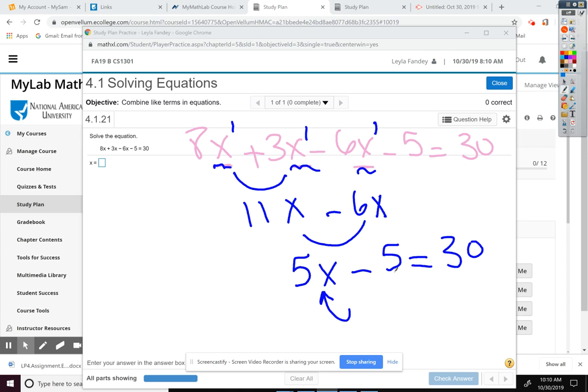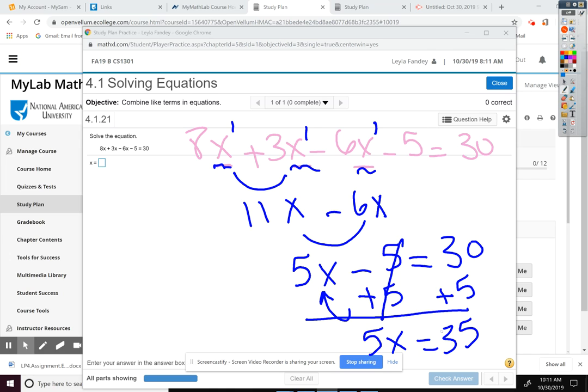So we need to first deal with the number that's separated from x, or the variable, by a minus or a plus. In this case, it's a minus. So the opposite of that is plus. So we add 5 to both sides. These two cancel, leaving us with 5x on the left, and 30 plus 5 is 35. So this is what we have, 5x equals 35.